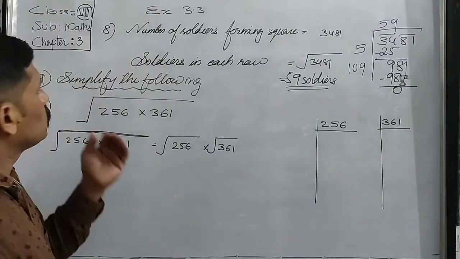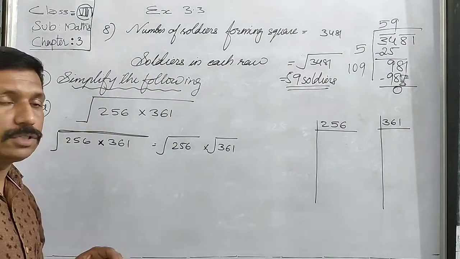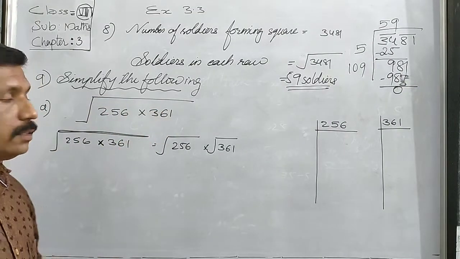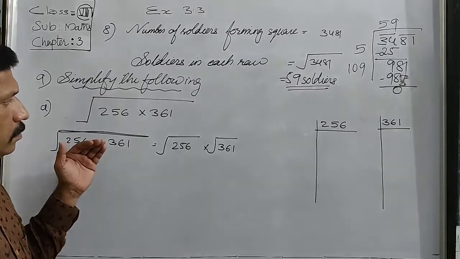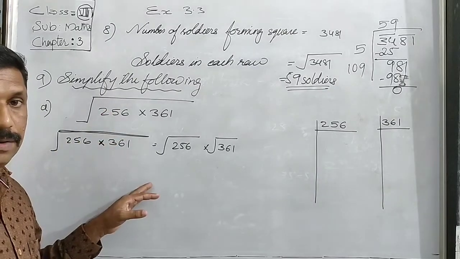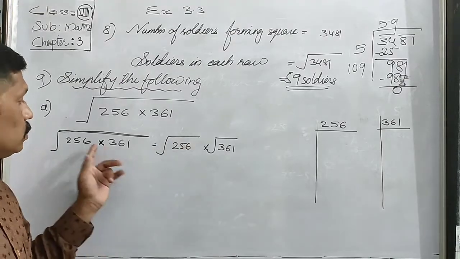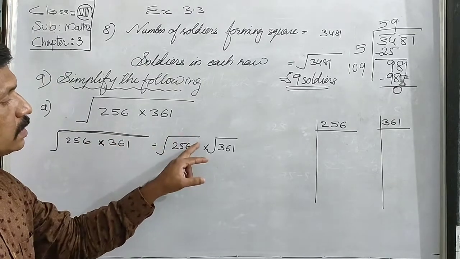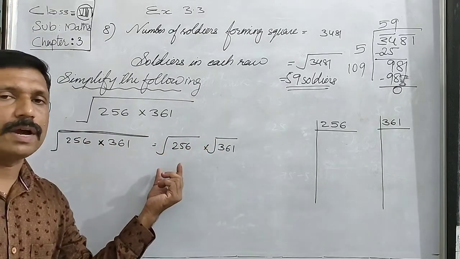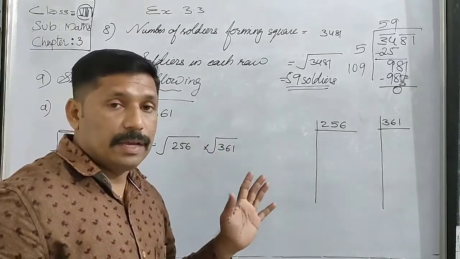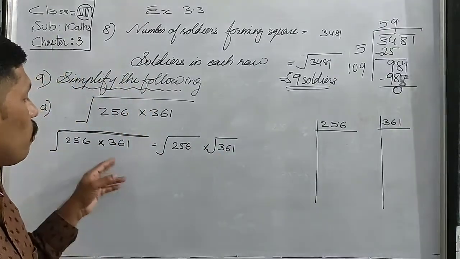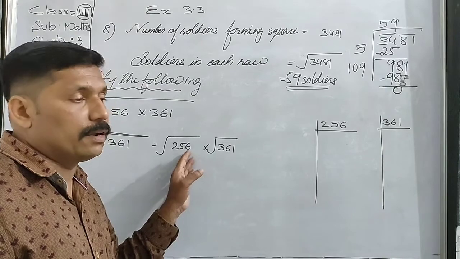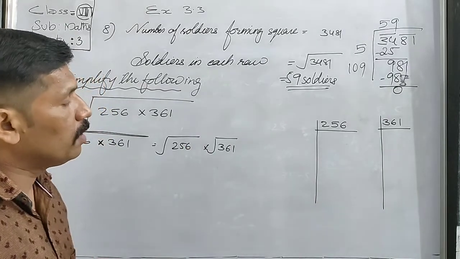Now we move to the 9th question. Simplify the following numbers. Simplify here root 256 into root 361. The root of the product of two numbers will be equal to the product of their roots. That is why it is written like this. Root of 256 into 361 means root 256 into root 361. We have to find the root of these numbers separately and then multiply. That means the root of the product of two numbers will be equal to the product of their roots. Okay, that's the property.